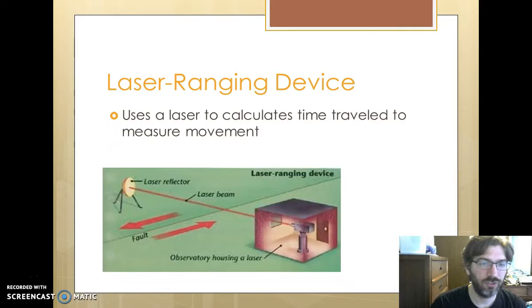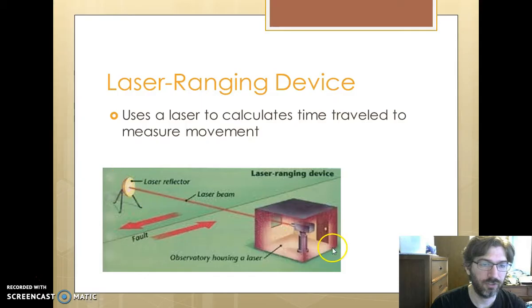Next is very similar. However, we're going to do away with that string, and we're going to replace it with a laser. So over here we have our reflector dish. This would be like the fixed place on your creep meter. And over here we have a little house, and it shoots a laser at this reflector disc. Now the reflector disc is on a different plate than the laser, so as this plate moves, the distance of this laser beam is going to change.